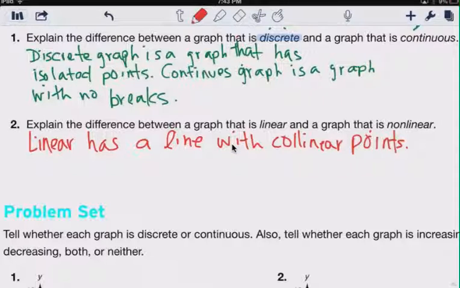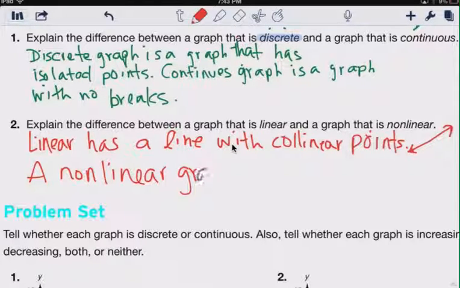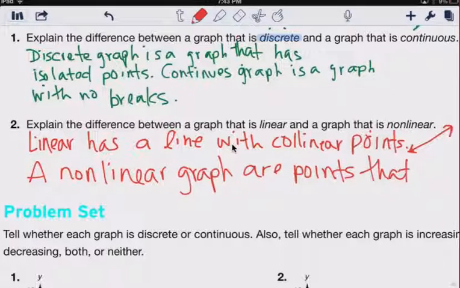A nonlinear, basically a linear graph creates a straight line. A nonlinear graph are points that do not make a straight line. Okay?